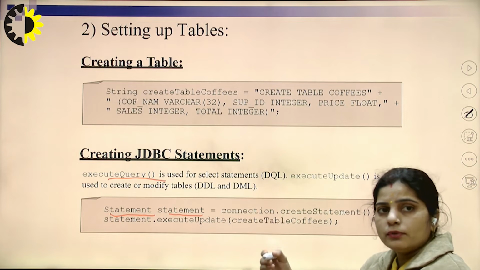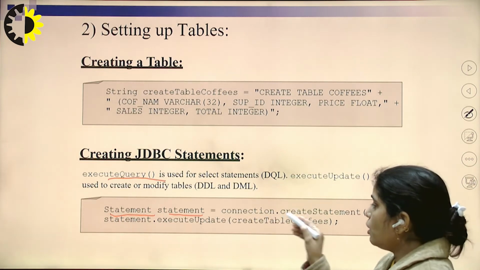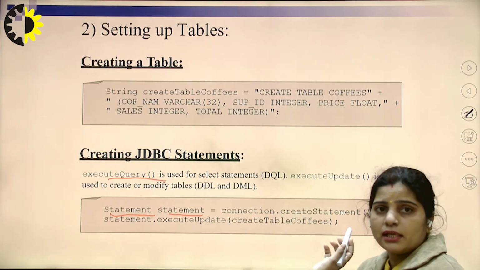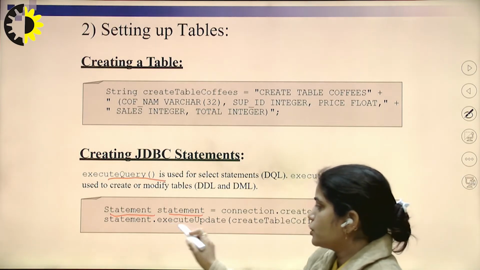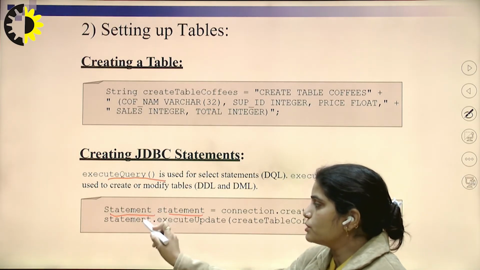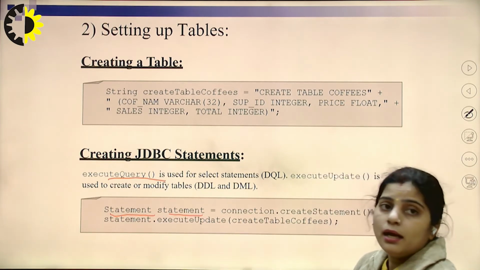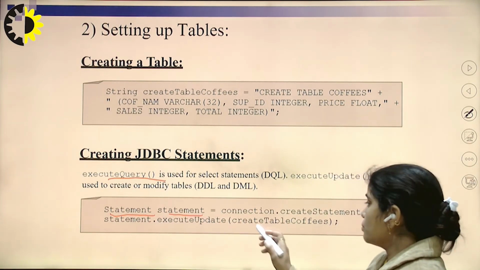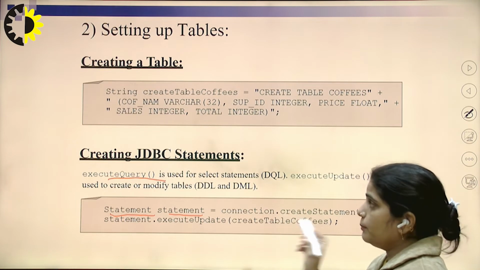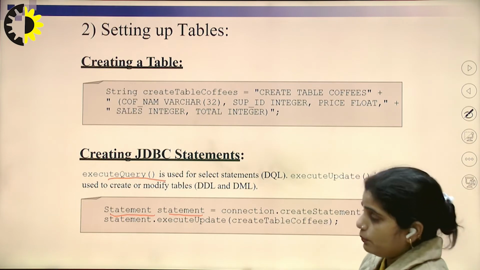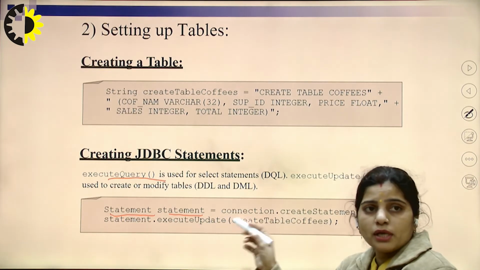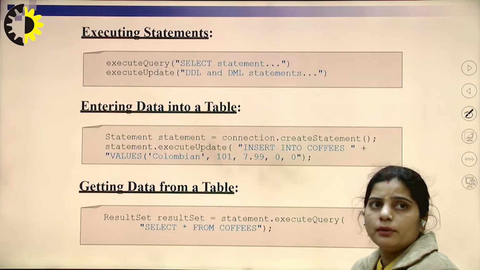After the equal sign, we have to write connection dot create statement, and after that you have to execute a statement using that object of the particular statement class. You have to execute the update part. So create table coffees. This is the table name, table coffees. So you are going to execute the update on this particular table.